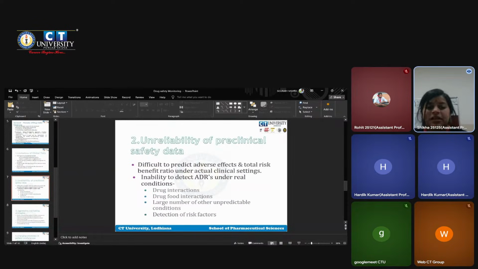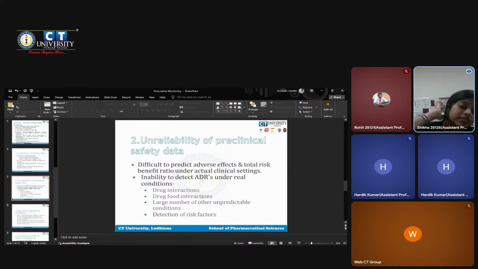The second point is unreliability of preclinical safety data. Preclinical studies were performed on animals; no human subject was used. So it is difficult to predict adverse effects and the total risk benefit ratio under actual clinical settings. Next is inability to detect ADRs under real conditions, that is drug interaction, drug food interaction, a large number of other unpredictable conditions, and detection of risk factors.